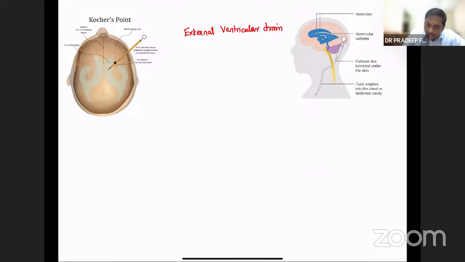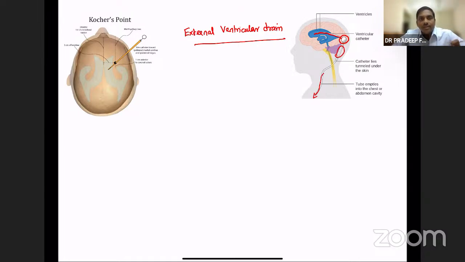External ventricular drain is commonly done by inserting a drain by making a specific burr hole in the brain, reaching the lateral ventricle. So if you look at this, this is the external ventricular drain with the tube that is placed in the lateral ventricle. There will be a valve here. So whenever there is increased CSF volume, it will be drained downwards.